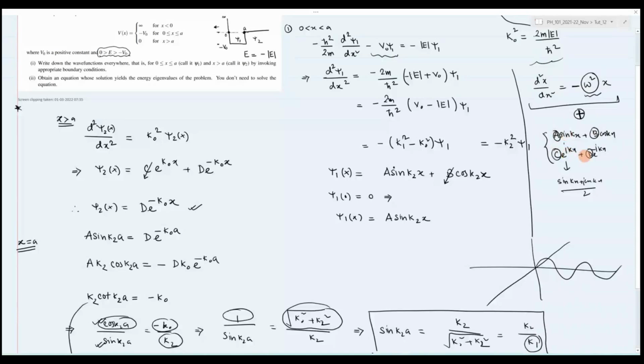Whatever you choose, you will get the same result. But this should be the SHM equation, then only you can use it, right? It should be clear that this is a minus of some positive number into x. Then only you can write it. If this is a plus of positive number into x, you cannot write like this. You have to definitely write like this. Okay, thank you.